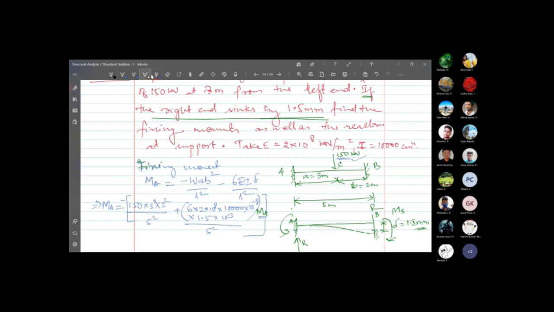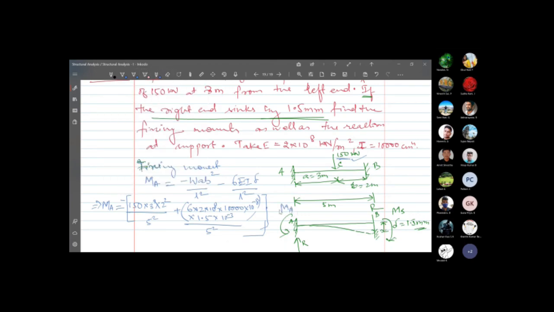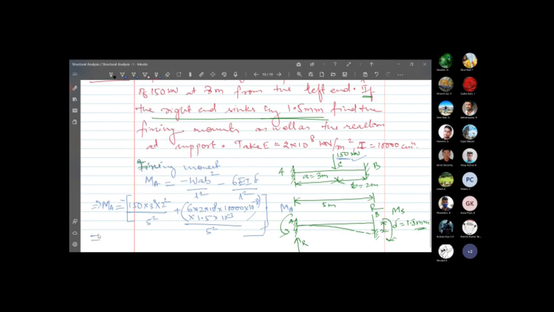This MA I will erase from here because it may create confusion. This is MA. Please find out what is the value of MA. I'm directly telling you the value because the class will be over within very few minutes. So MA is 79.2 kilonewton meter.